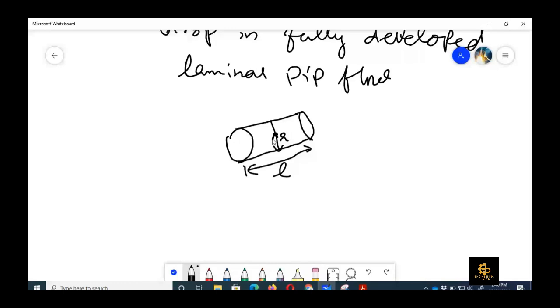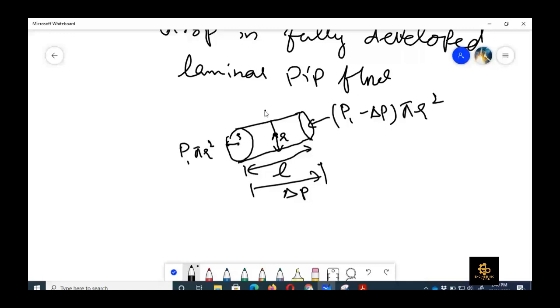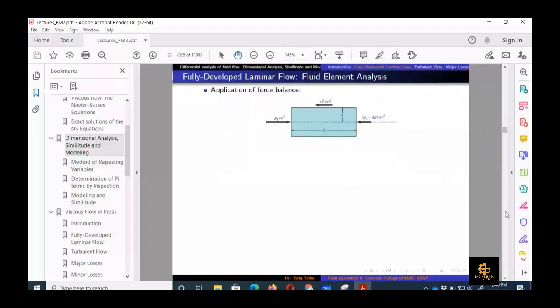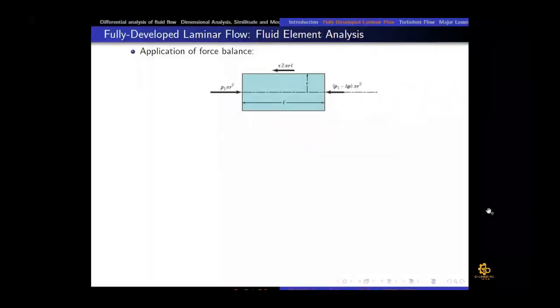So here it was P1 into pi r squared, and here the pressure drop is delta P, so the pressure here would be P1 minus delta P, into pi r squared. Then the shear force acts in this direction, tau into 2 pi r L, which is the circumference for the cylindrical element, times the length. I hope this point is clear. Then if we apply the force balance, we can write P1 pi r squared, which is in the positive x direction, then these are the two in the opposite direction.